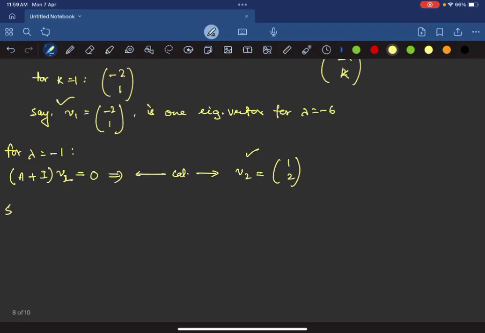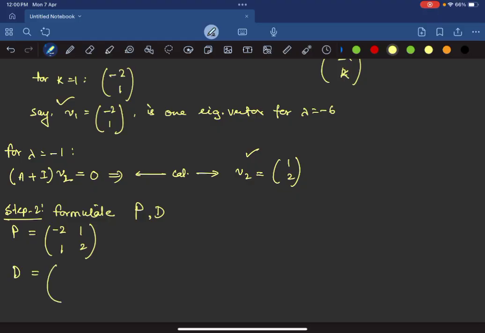Now step 2: formulate P and D. So P is given by, you just write the vectors here: [-2 1; 1 2], this is going to be P. And D is the diagonal matrix, so the diagonal matrix is [-6 0; 0 -1]. Once you have this P, immediately we can find P inverse as well. It will be required in the subsequent steps.